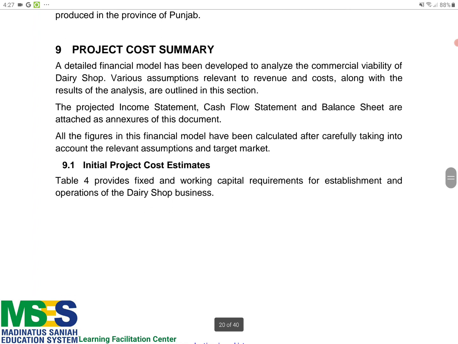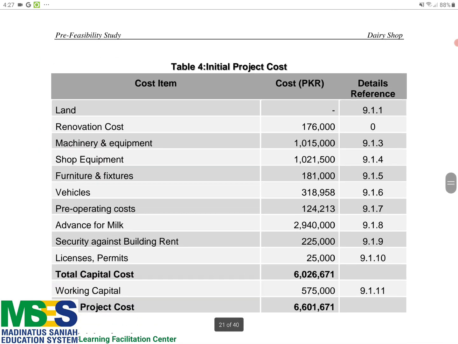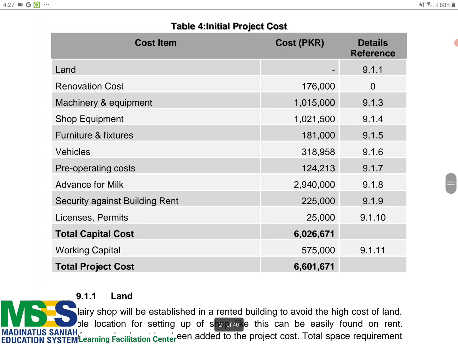Cost summary. How much does it cost? Let's move on to the cost chart. They say there is no cost for land. What does it mean? It's your land, you're the owner. You're not buying land for opening a shop, or you can rent the shop, so you don't have to put in land buying cost.